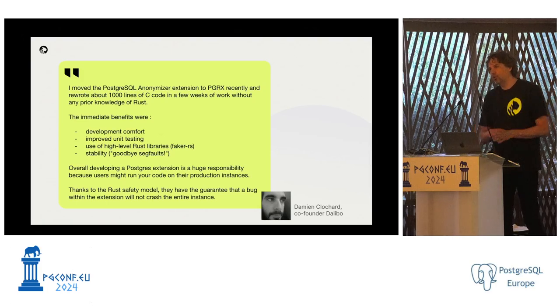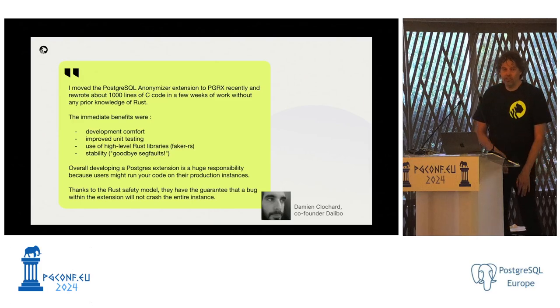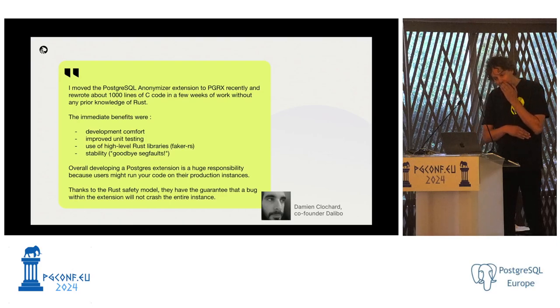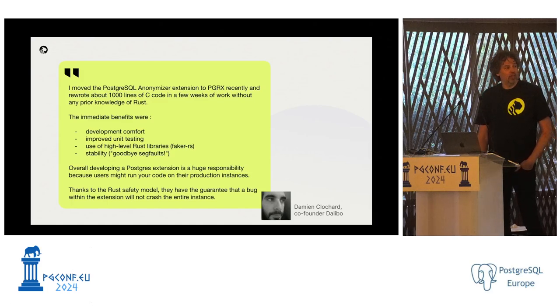Rust has a notorious learning curve. It can take a long time to get up to speed compared to other languages like Go. But he knows how to write C, and he's rewritten his extension in Rust. For him, it's about improved unit testing, really great libraries available in Rust, and also saying goodbye to seg faults. So he sees making extensions as a responsibility not to crash the server for your users, which I suppose is a big thing.